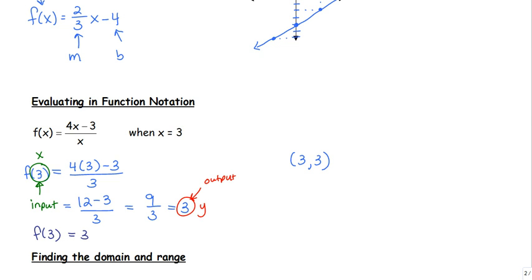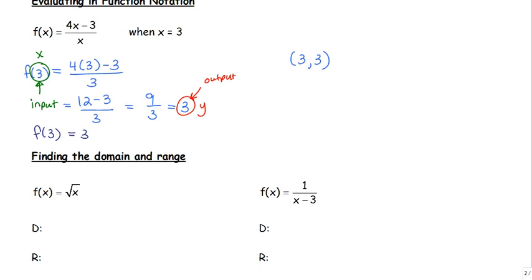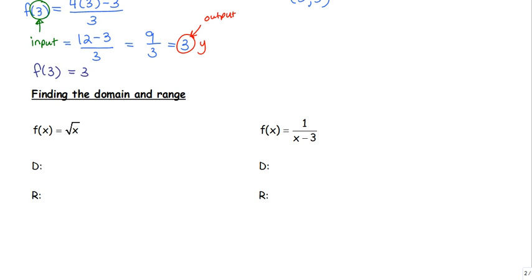Okay, our last part of our video is finding domain and range. Remember, domain is all possible x values. Range is all possible y values. So when I look at my function, I have f of x is equal to the square root of x. And remember, f of x is representing the same thing as y. So domain is what can you put in, range is what can you take out.